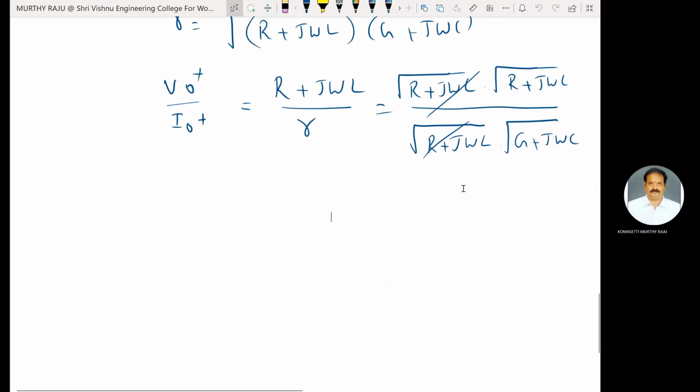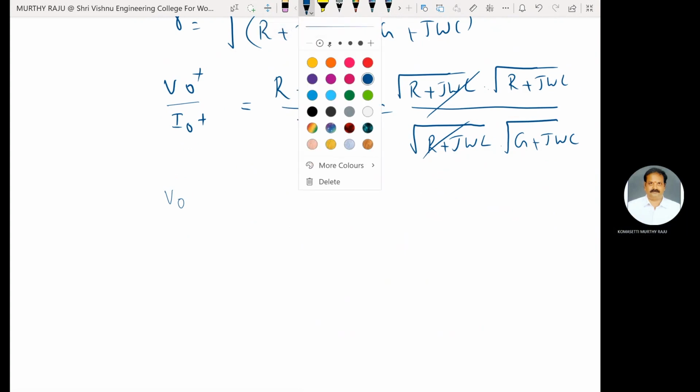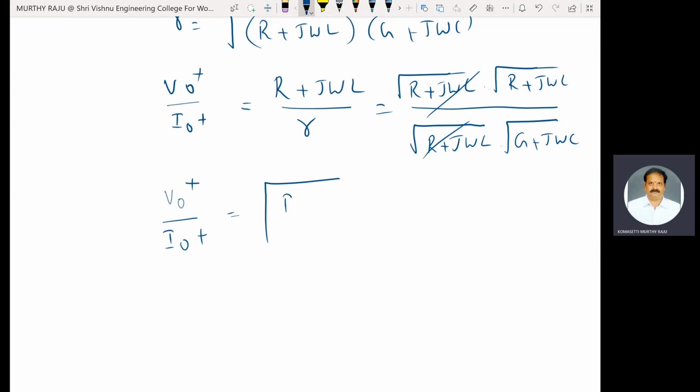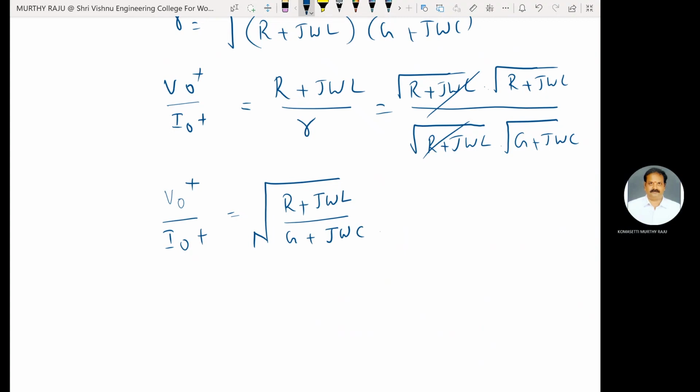Therefore, V0 plus by I0 plus is equal to square root of (r plus j omega L) by (g plus j omega c).